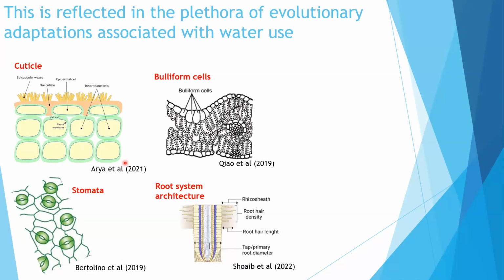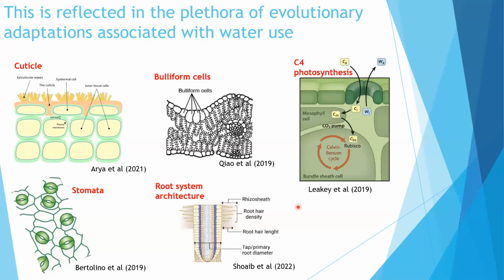And then root system architecture has evolved largely to promote water uptake along with nutrient uptake as well. For example, root hair cells can increase their density to increase the surface area of the roots to the soil to promote water uptake. And we can even look at the level of metabolism. C4 photosynthesis has evolved independently in many different lineages of plants, in both dry and wet areas, and it affords plants an internal CO2 pump, so they can close stomata and not have any cost to carbon gain, but improve efficiency of use of water.